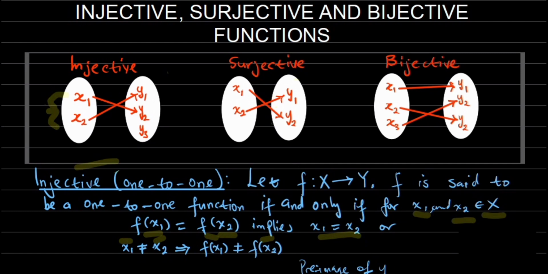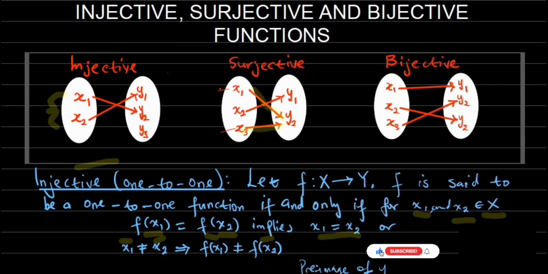Assuming here we have y1, y2, and let's say we have y3 somewhere. Let's say we have x3. So x3 corresponds to, let's say, y2 as well. What happens here is that we have two values in the first set, that is x1 and x3, that correspond to the same thing. x1 corresponds to y2 and x3 also corresponds to y2.